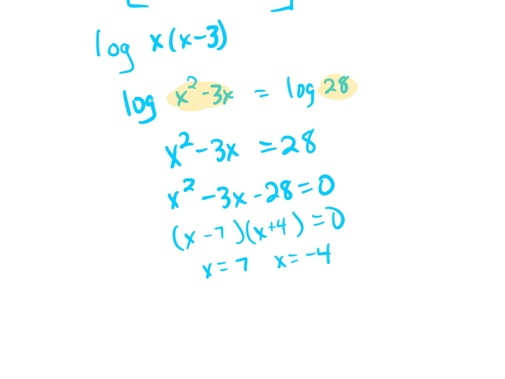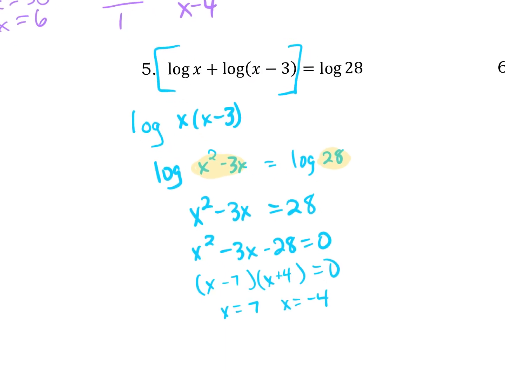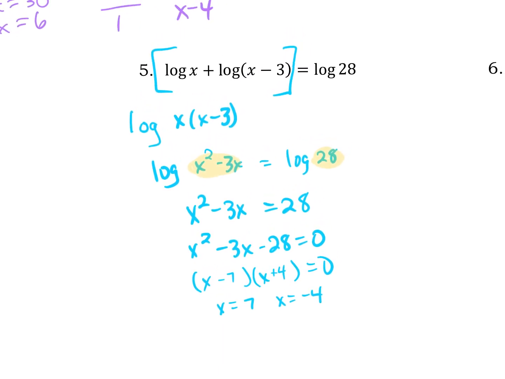We need to go back and check. If I plug in 7 for this x, I'm going to get 7, that's okay, and a 4, that's okay. But if I plug in this -4 here, then I'm going to have a negative argument, and that's a problem. So what that's telling me is that this is not a solution, but that this is. Okay. Questions?